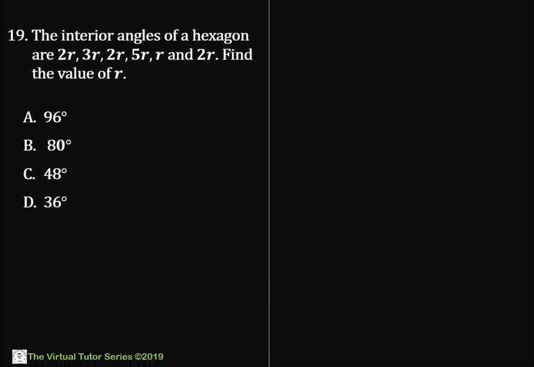Question 19. The interior angles of a hexagon are 2R, 3R, 2R, 5R, R, and 2R. Find the value of R. Solution. A hexagon is a polygon with 6 sides.